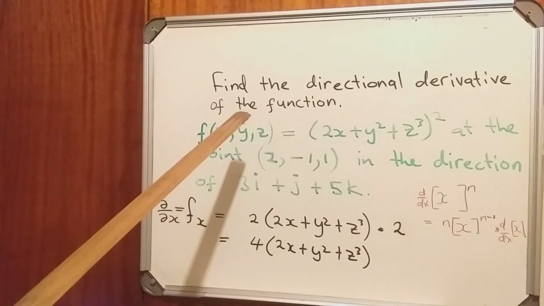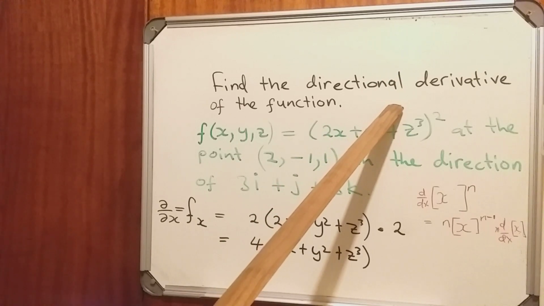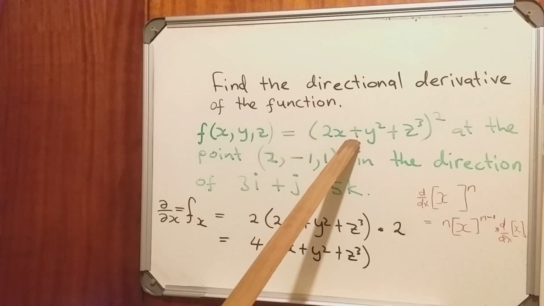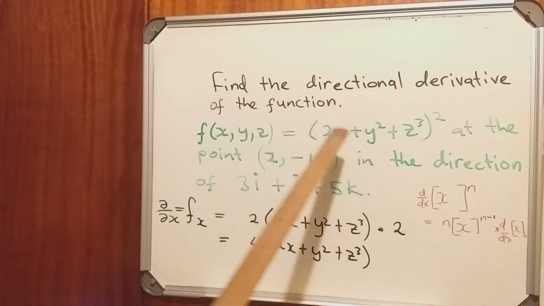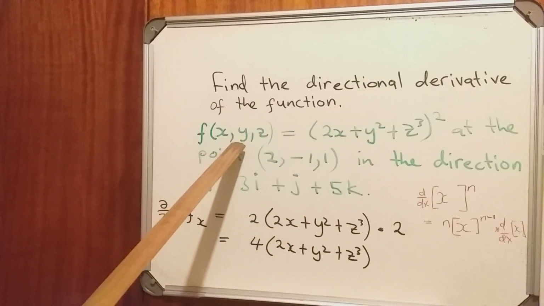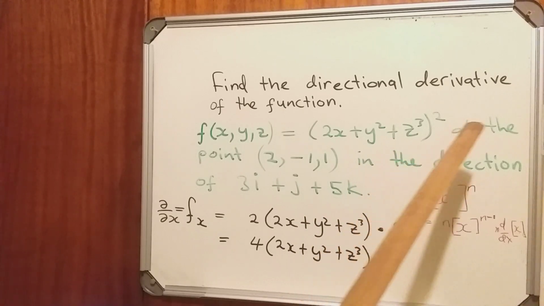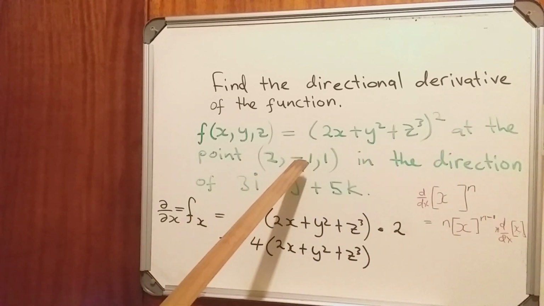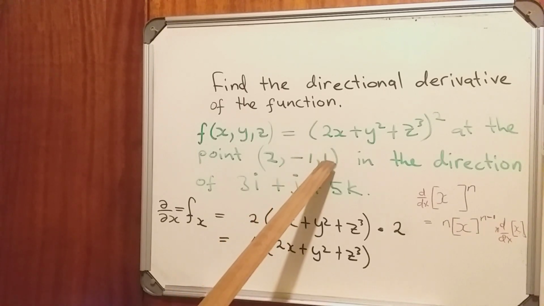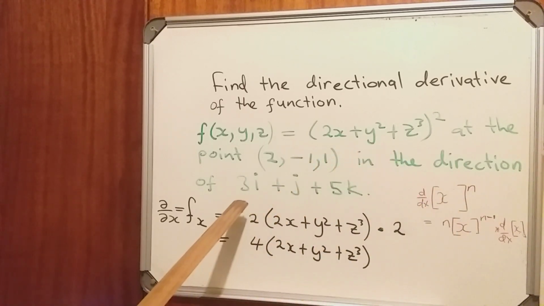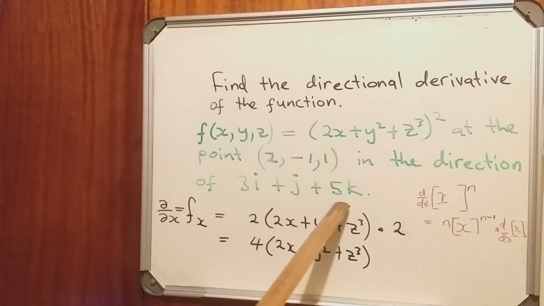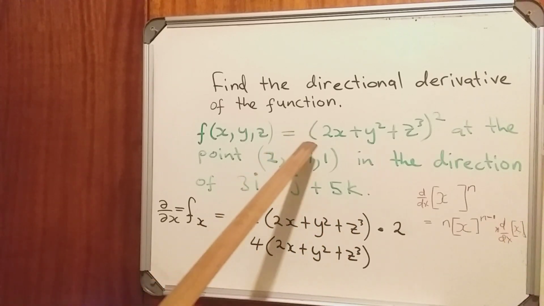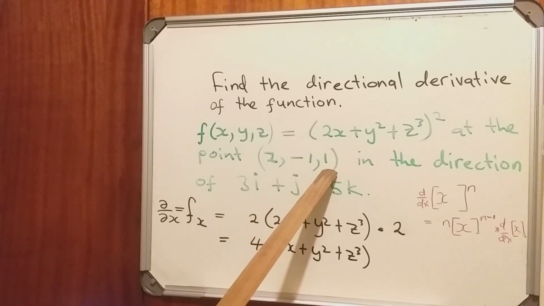So we have been requested to find the directional derivative of the function. So this is the function. Okay, so we are given the function f(x, y, z). This is the function at the point (2, -1, 1) in the direction of 3i + j + 5k. So this is our x value, y value, and z value.